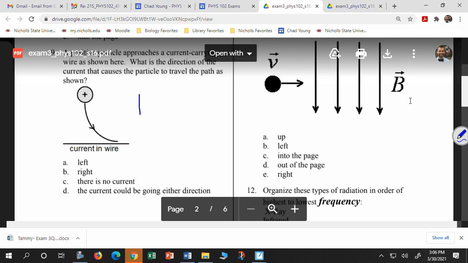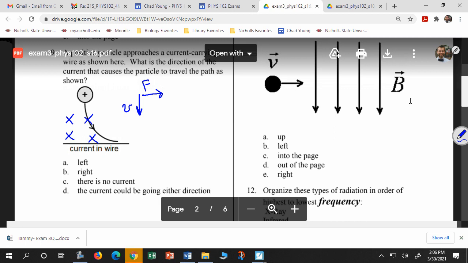I have a velocity in this direction, right? It's initially traveling down, but it has a force that's moving it to the right. So my velocity is down, my force is to the right. That means that my magnetic field, if I'm doing this right, is into the page. Velocity is down. Yeah, my magnetic field is into the page.